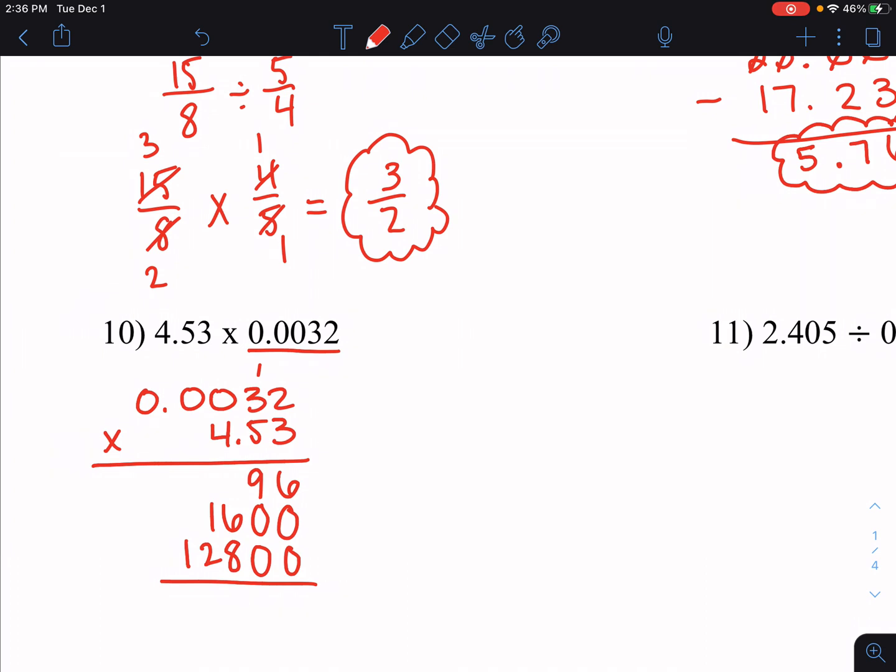So 6 plus 0 is 6. 9 plus 2 zeros is 9. 6 plus 8 is 14. Carry the 1. 2 plus 1 is 4. And 1 plus 0 is 1.